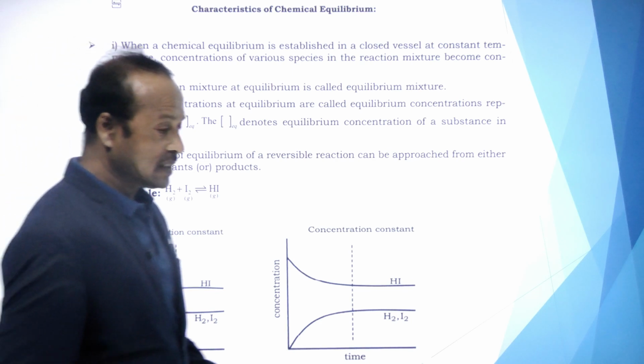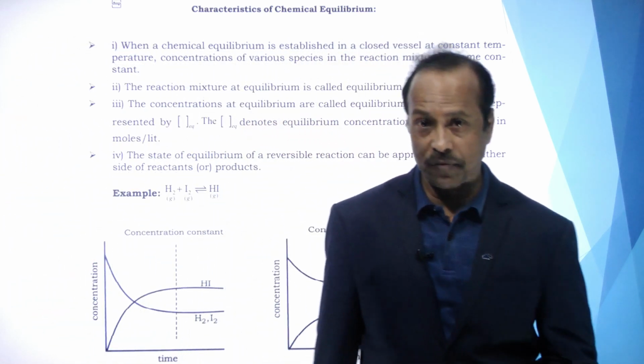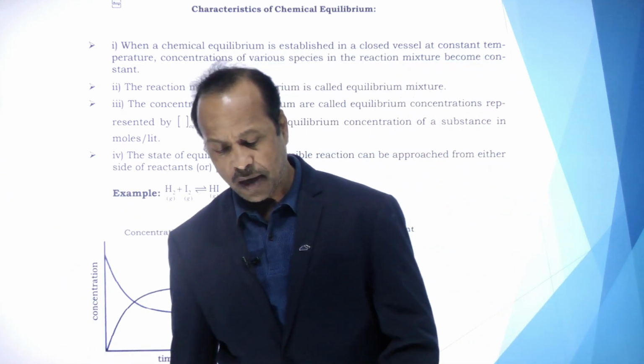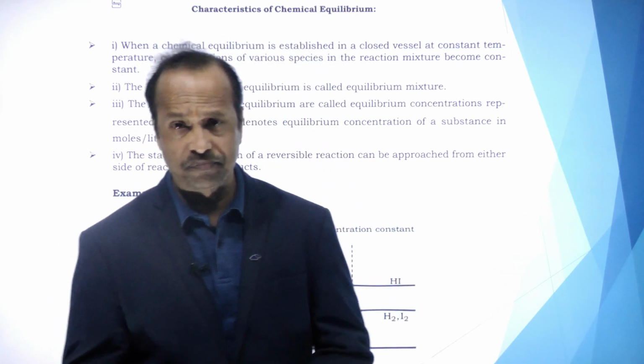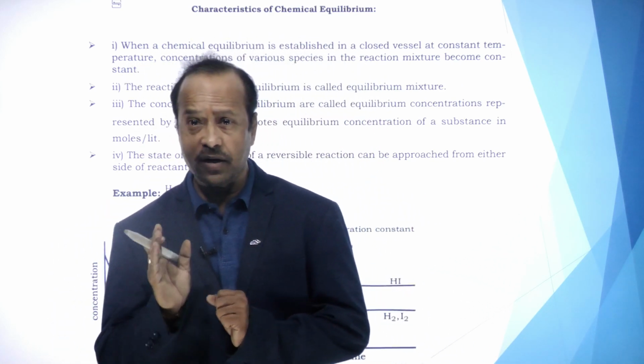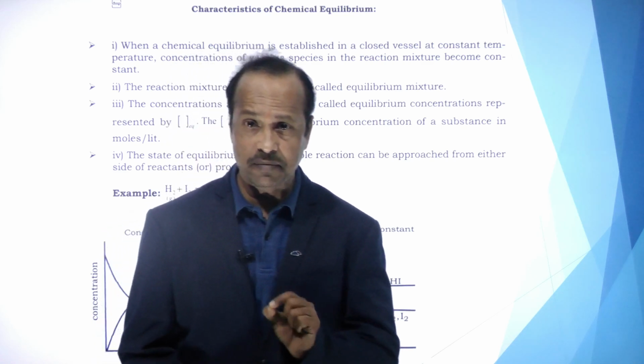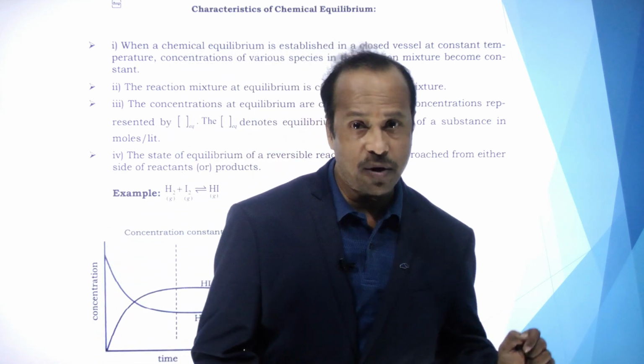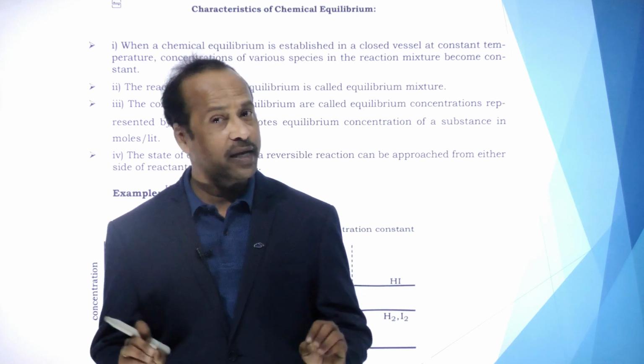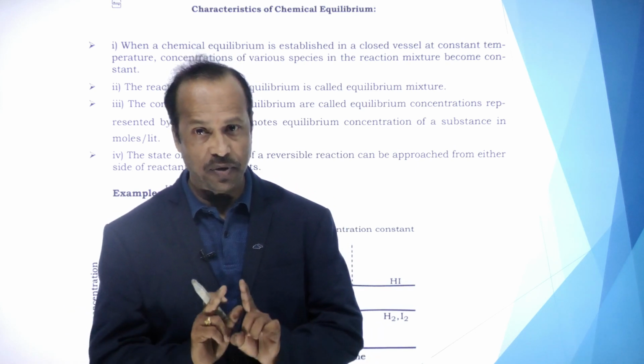So in the last class we discussed chemical equilibrium. Do you remember chemical equilibrium? Chemical equilibrium means what? When the rate of forward reaction becomes equal to the rate of backward reaction, it is called chemical equilibrium. This I explained to you yesterday.